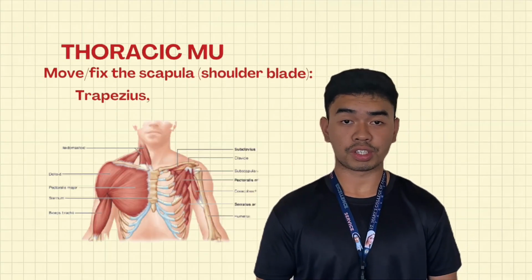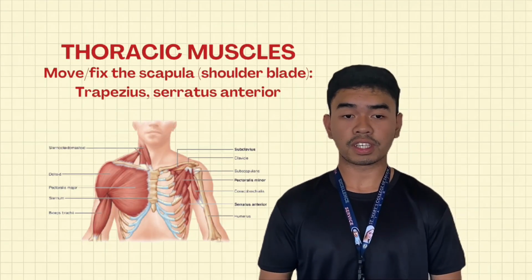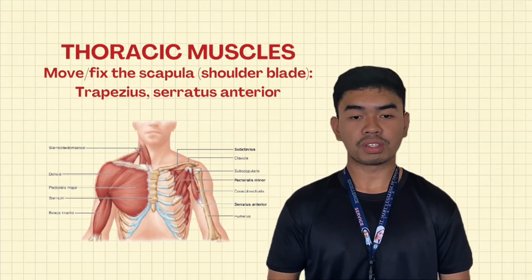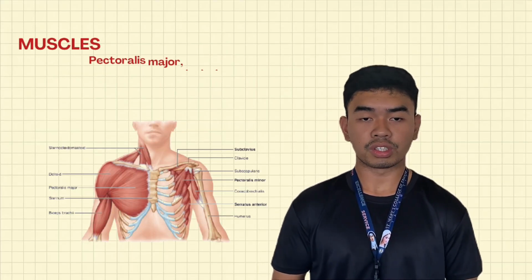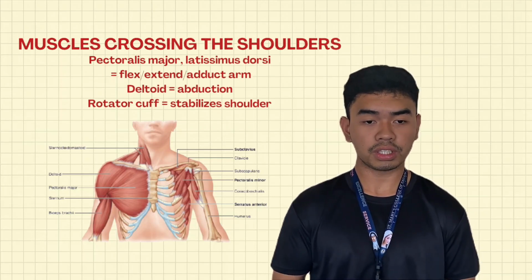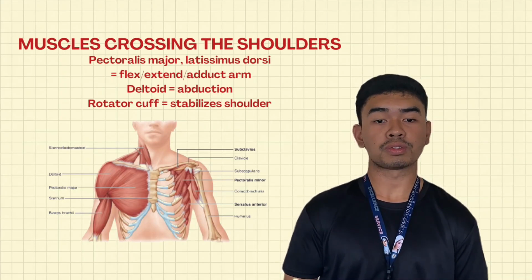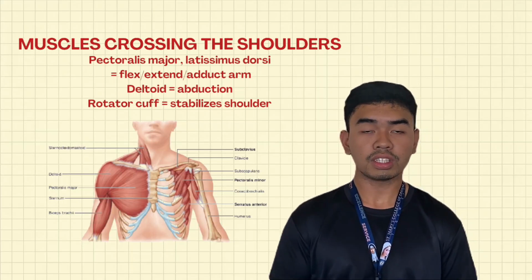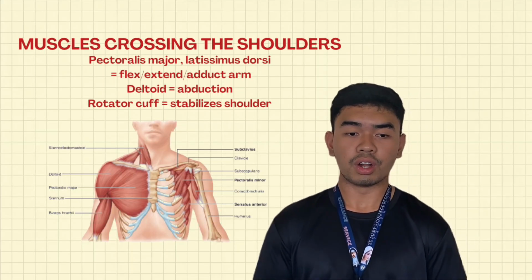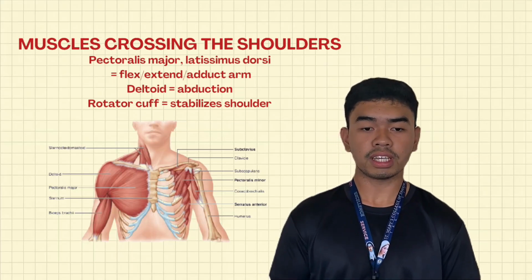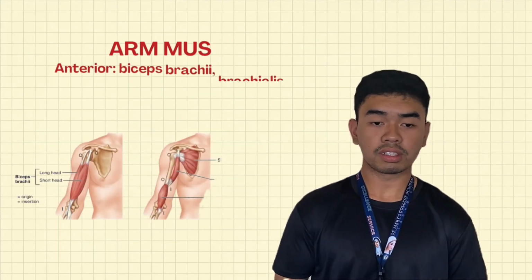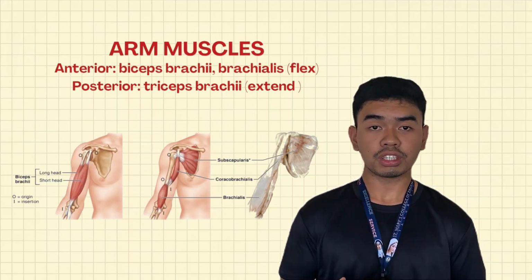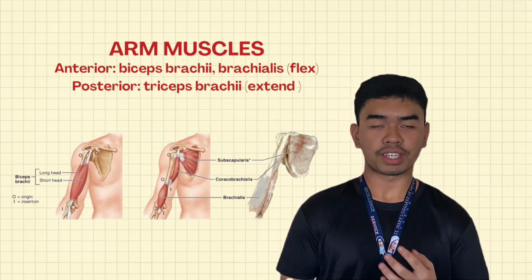Upper limbs. Thoracic muscles move or fix the scapula, or shoulder blade: trapezius and serratus anterior. Muscles crossing the shoulder: pectoralis major and latissimus dorsi flex, extend, or adduct the arm. Deltoid is for abduction. Rotator cuff stabilizes the shoulder. Arm muscles: anterior, biceps brachii flexes; posterior, triceps brachii extends.